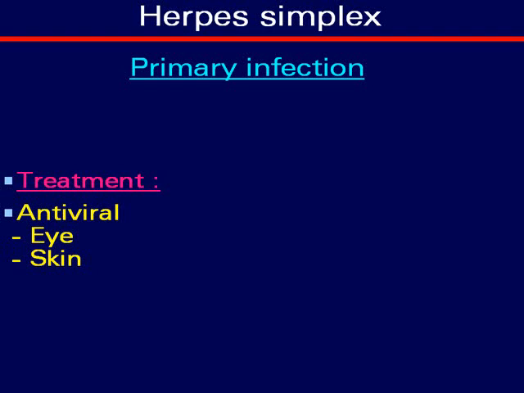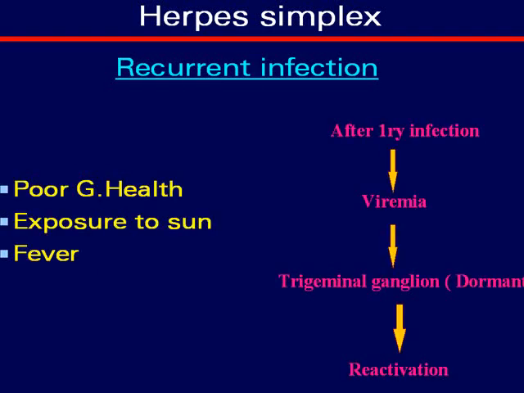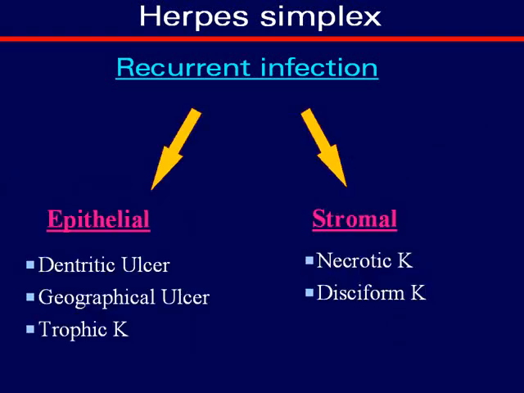Usually it passes unnoticed, or it will heal even without treatment, and if severe enough we give antiviral Zovirax to the eye or to the skin. The significance of the primary infection is that the patient will have viremia in the blood, and the virus will remain dormant in the trigeminal ganglia and stay there for any subsequent reactivation later on. Now, what are the factors for reactivation? Usually poor health, exposure to sun, or fever will give the stimulus for the virus to replicate and reactivate. The reactivation is more serious than the primary infection.